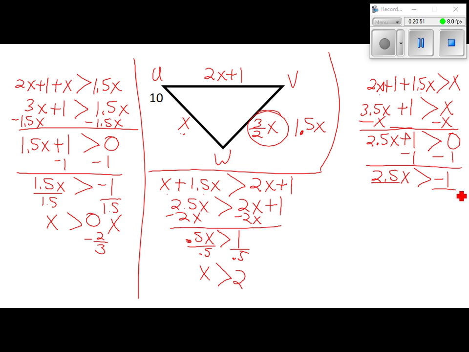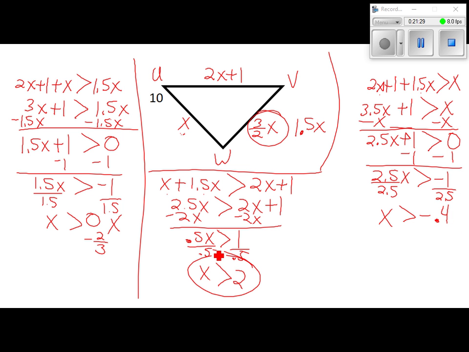Well, when we divide both sides by 2.5, you're going to end up with x is greater than, and again, we're going to end up with a negative number. So we know that that's not really going to help us, because we know x has to be greater than 0. It can't be a negative number because of this side right here. Sometimes x can be a negative, but this time it can't be because it's all alone on the side. But if you wanted to divide that, 1 divided by 2.5, I believe is negative 0.4. So the best thing that we got out of this is x has to be greater than 2.